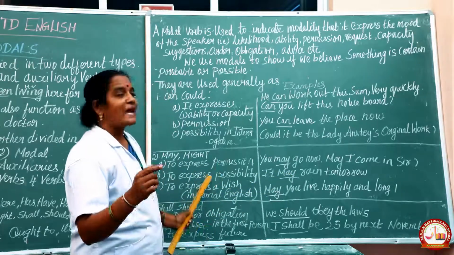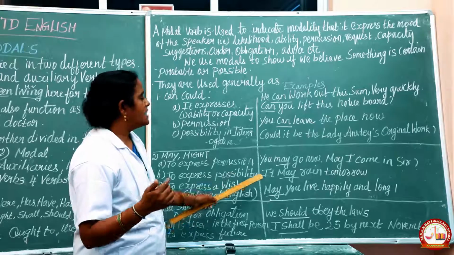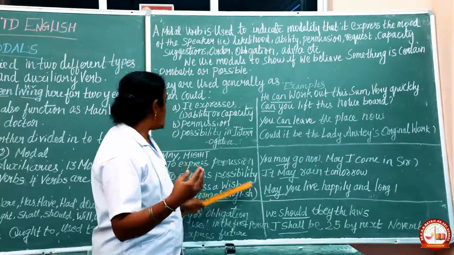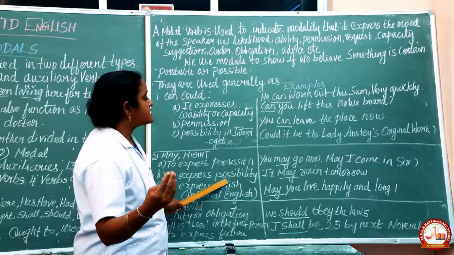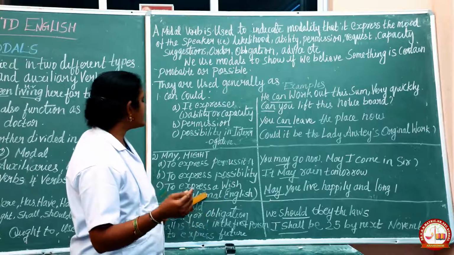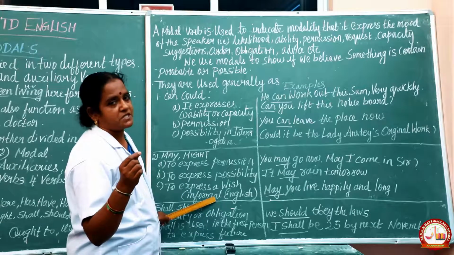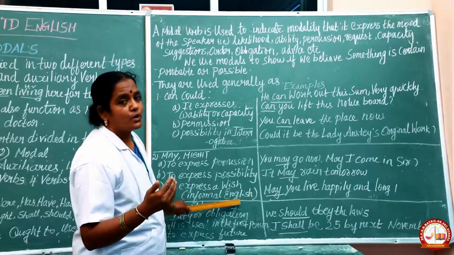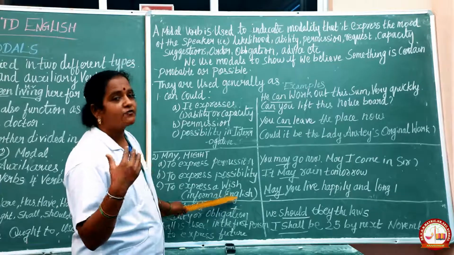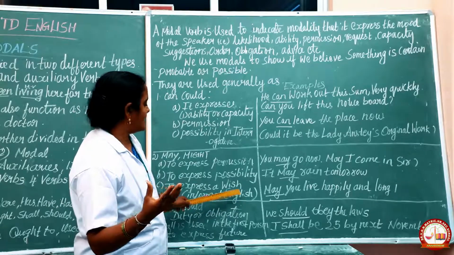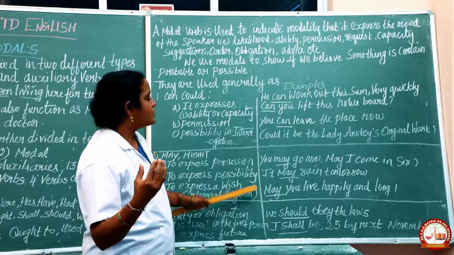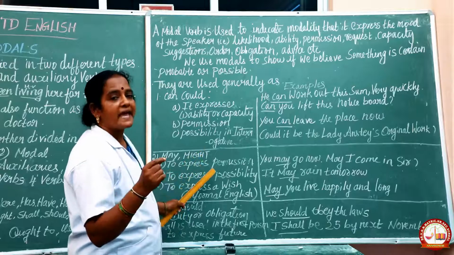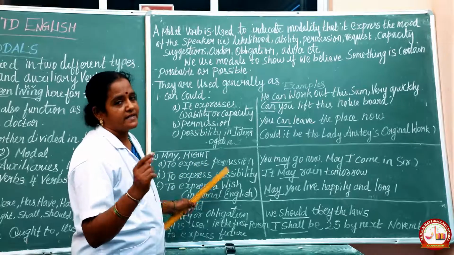And the next one, to express possibility. It may rain tomorrow. There is a possibility of rain tomorrow. For possibility also we can use may. And the next one is to express a wish, in informal English. May you live happily, may God bless you. May you live happily and long. In this way, may and might are used in modals.